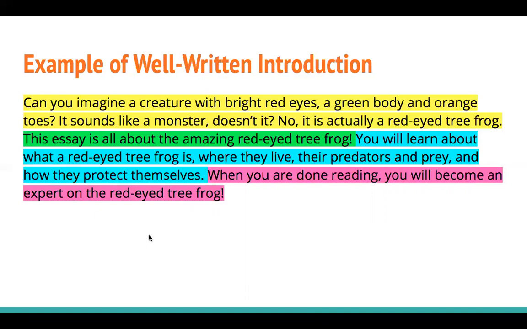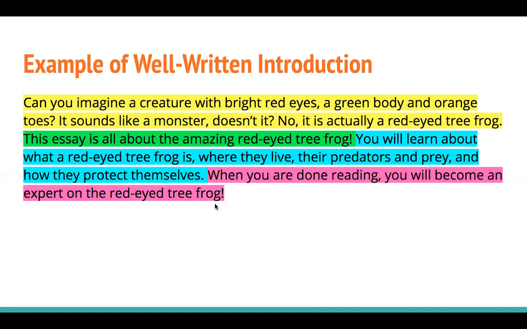I'm just going to read it to you so you have an idea of what an introduction paragraph will sound like. This is again about the red-eyed tree frogs. Can you imagine a creature with bright red eyes, a green body, and orange toes? It sounds like a monster, doesn't it? No, it is actually a red-eyed tree frog. This essay is all about the amazing red-eyed tree frog. You will learn about what a red-eyed tree frog is, where they live, their predators and prey, and how they protect themselves. When you are done reading, you will become an expert on the red-eyed tree frog.